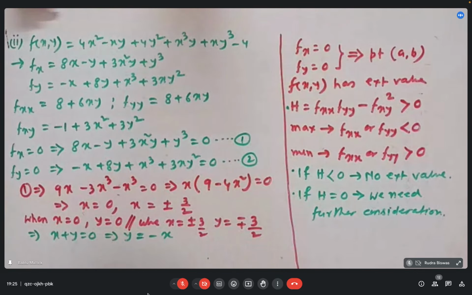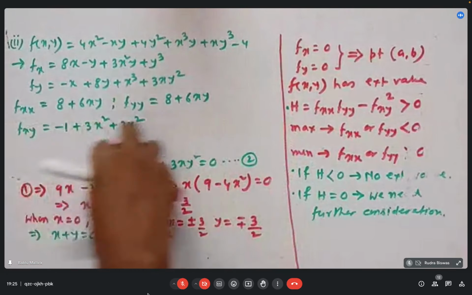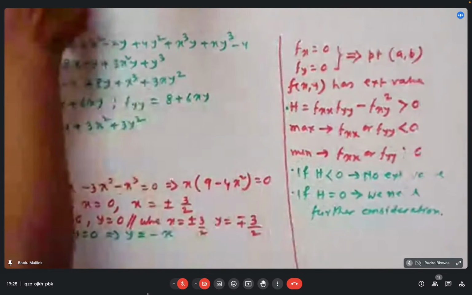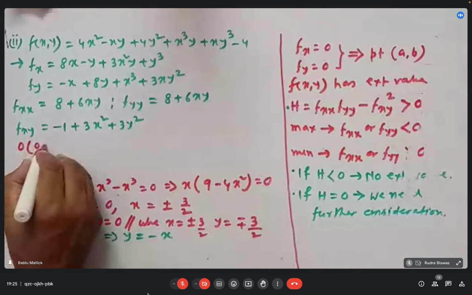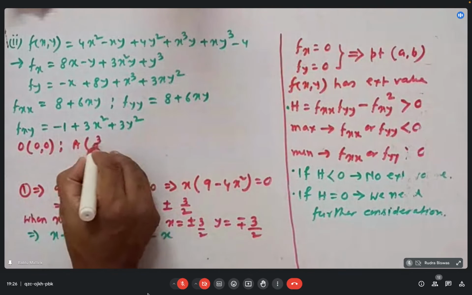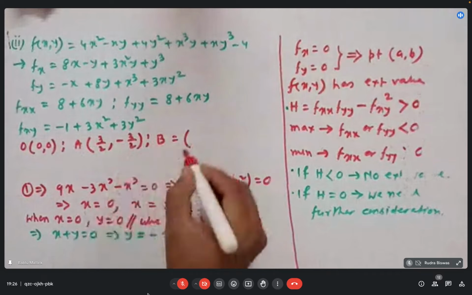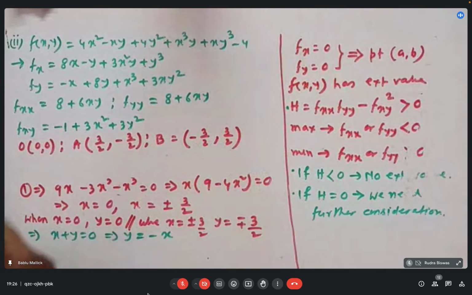Therefore the stationary points are 0 0, the origin, A is 3 by 2 comma minus 3 by 2, B is minus 3 by 2 comma 3 by 2.